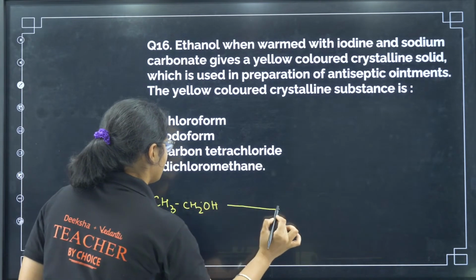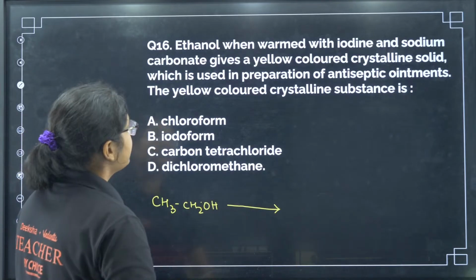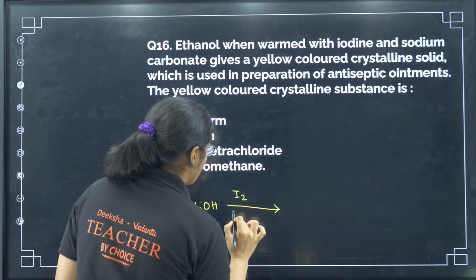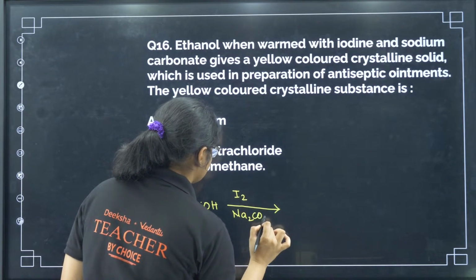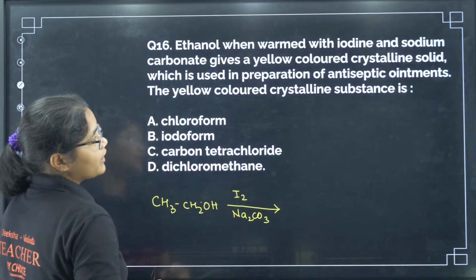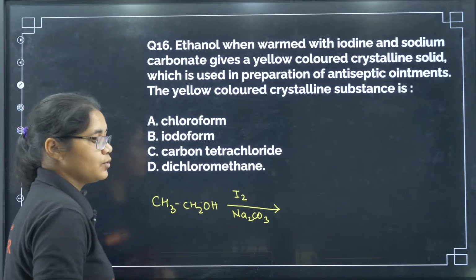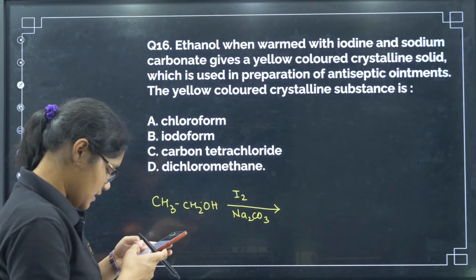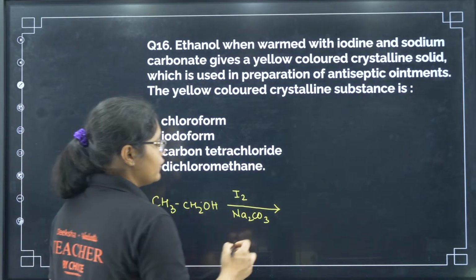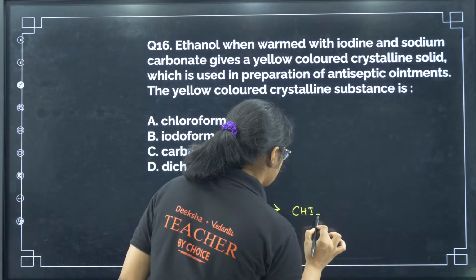Ethanol, that is CH3CH2OH, when reacted with what? Iodine and sodium carbonate, okay, I2 plus Na2CO3. It gives a yellow colored crystalline solid. So what will be the product here? 16b, yes, the yellow colored product formed is CHI3.